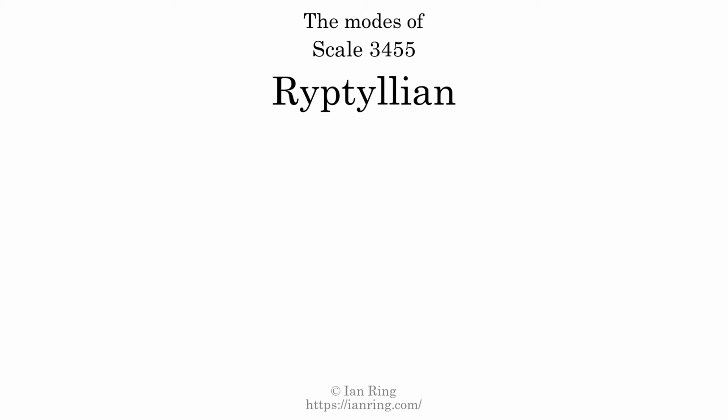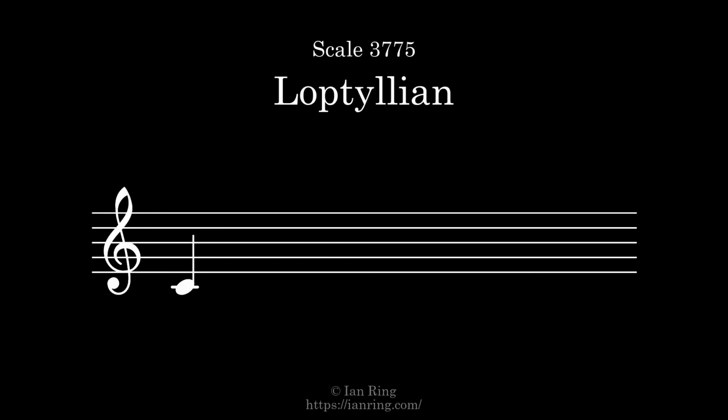This scale has 10 modes. The first mode is itself. The second mode is scale 3775, also known as Ryptyllian. It sounds like this.